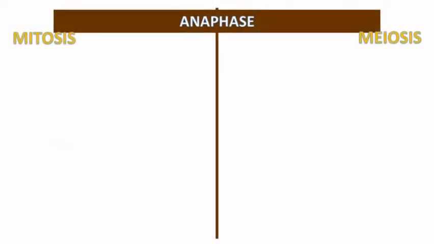Can you remember which phase comes next? Yes, you're right. It's A for anaphase. In anaphase, chromosomes are split to opposite poles of the cell.